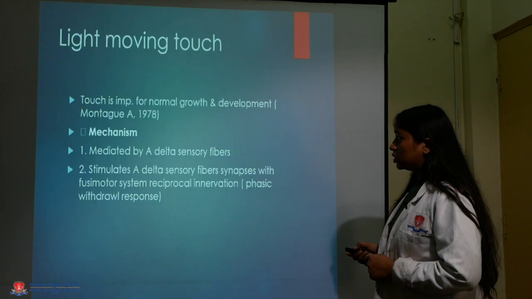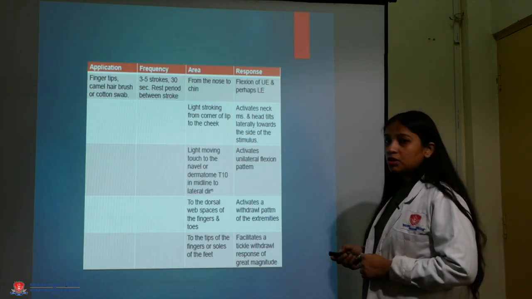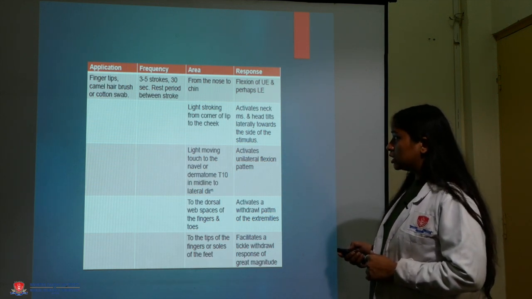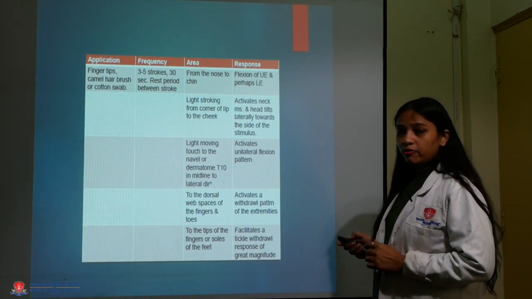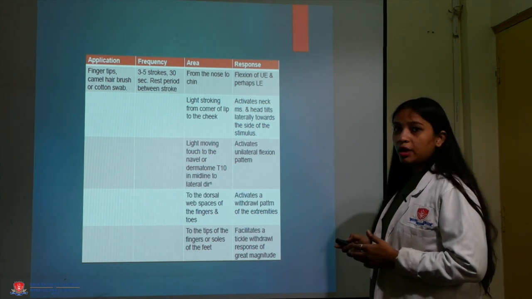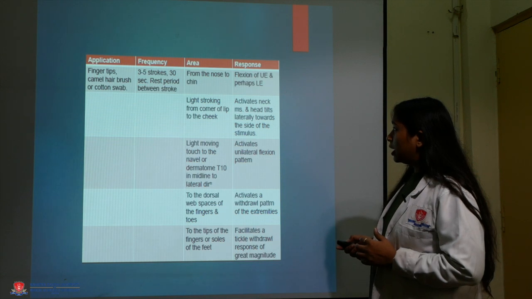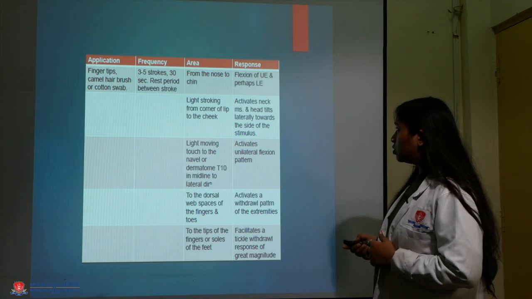So application of the light moving touch is with fingertips or camel hair brush or cotton swab. Frequency is 3 to 5 strokes, with a 30 second rest period between strokes. So we will apply 3 to 5 strokes with repetition and a rest period between strokes. The area from the nose to chin, and the response is flexion of the upper extremity and perhaps the lower extremity.